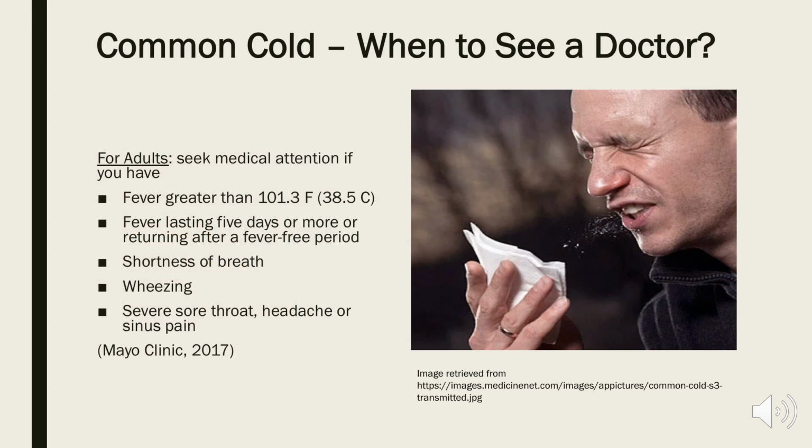When to see a doctor? For adults, seek medical attention if you have a fever greater than 101.3 degrees Fahrenheit, fever lasting 5 days or more or returning after a fever-free period, shortness of breath, wheezing, severe sore throat, headache, or sinus pain.